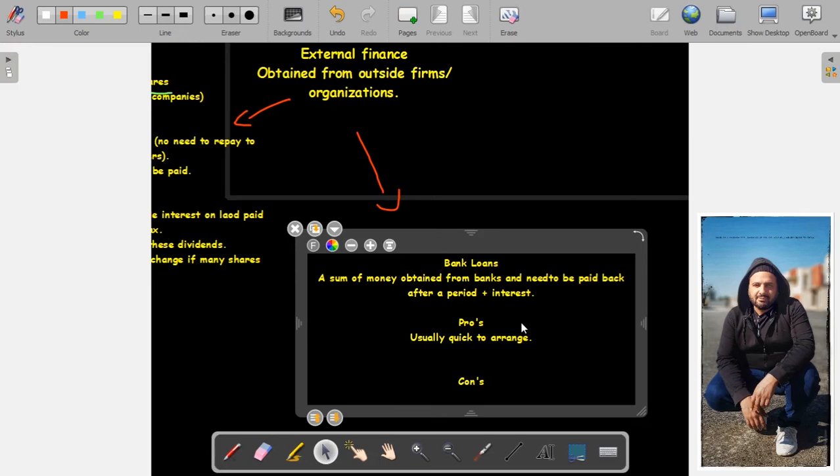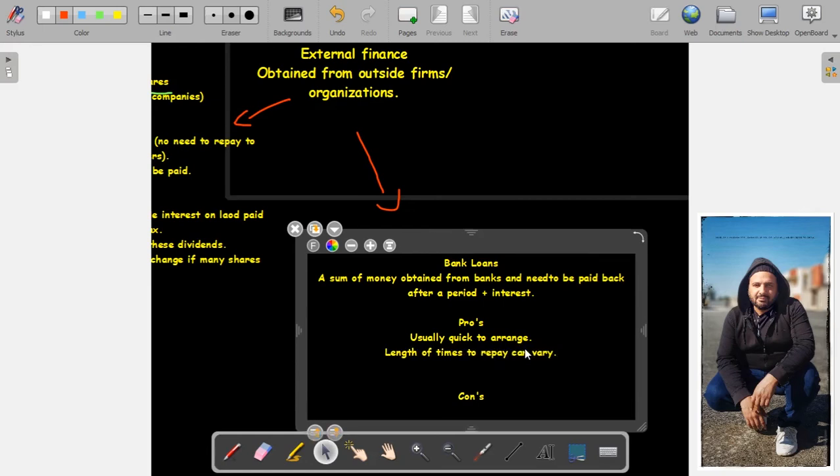So the length of time to repay can vary. And the last advantage of this method is that it's easier for large companies to get money from the banks, and besides that they will get a very low rate of interest on their loans because they are borrowing huge amounts of money.